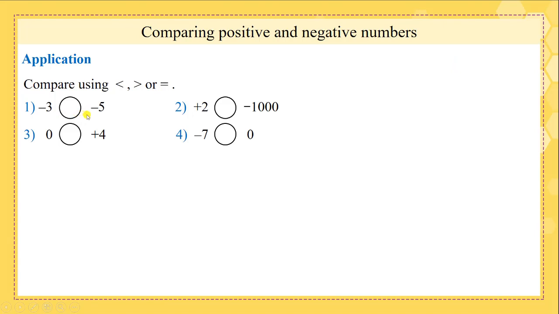-3 and -5 are two negative numbers. The distance from -3 to the origin is smaller than the distance from -5 to the origin. So -3 is greater than -5. +2 is a positive number, while -1000 is a negative number, and a positive number is greater than a negative number. Thus, +2 is greater than -1000. 0 is smaller than any positive number, so 0 is smaller than +4. -7 is smaller than 0 because any negative number is smaller than 0.